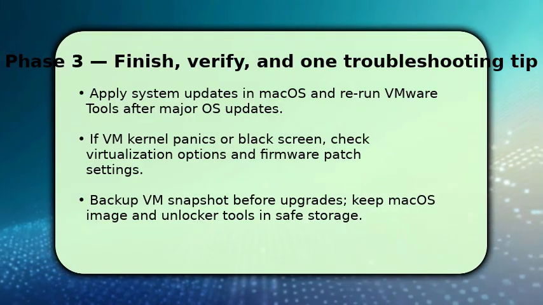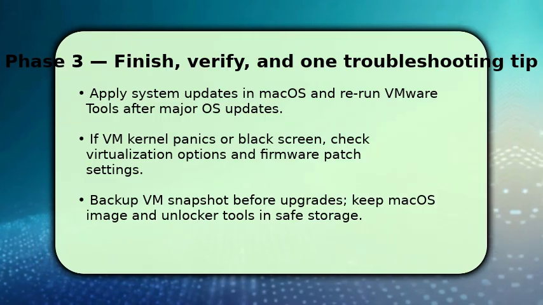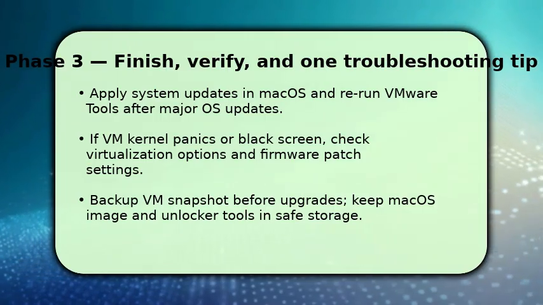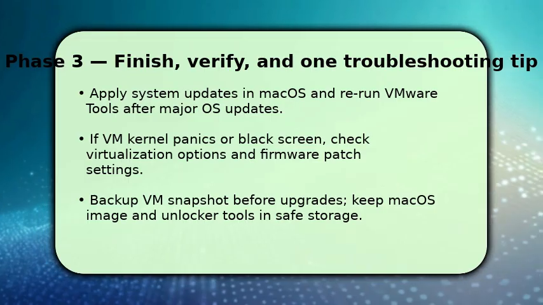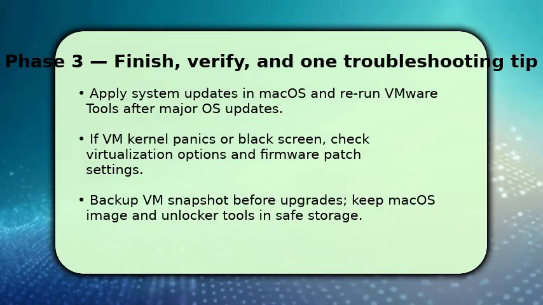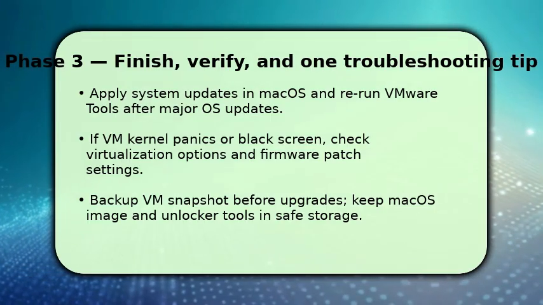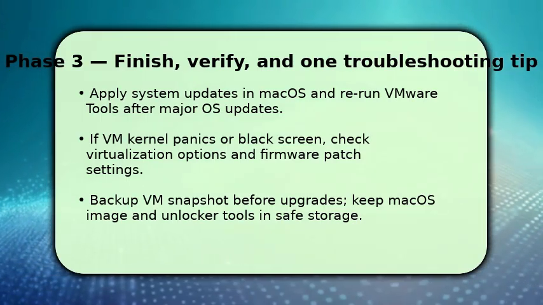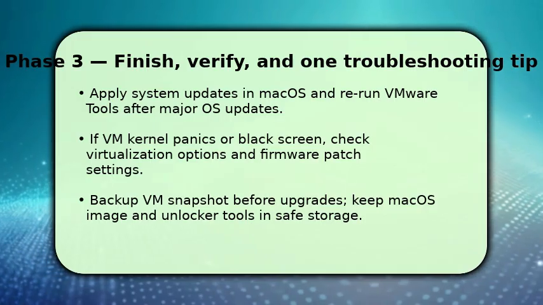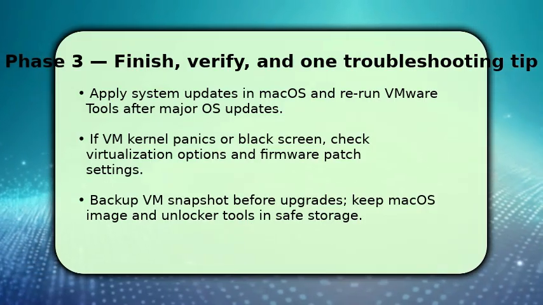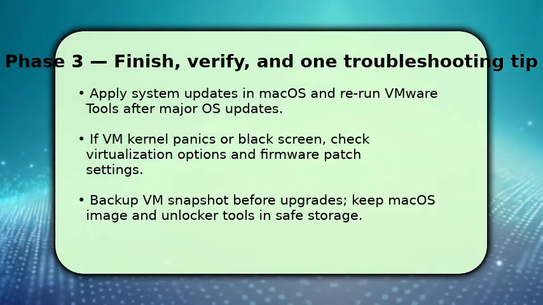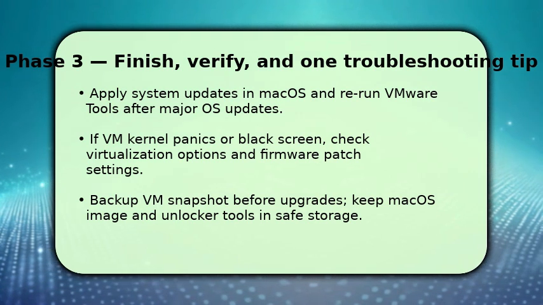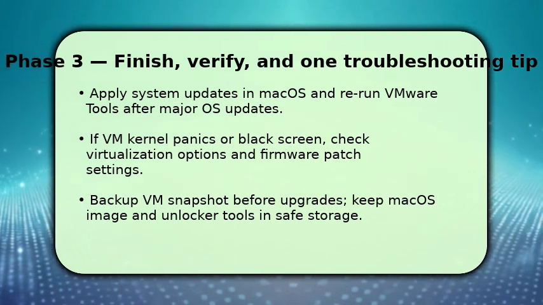If you encounter a black screen, kernel panic, or boot loop, first verify virtualization is enabled in BIOS and that the VMware unlocker or patch matches your VMware version. Mismatches cause failures. Make sure to take a VM snapshot before any major change, because snapshots let you revert quickly. If network or display misbehaves, reinstall VMware Tools and reapply the recommended VM settings.